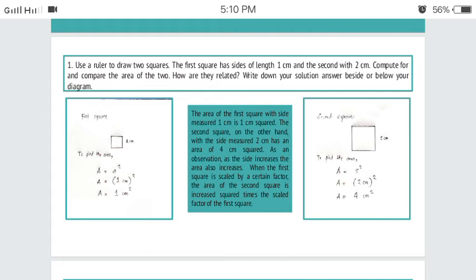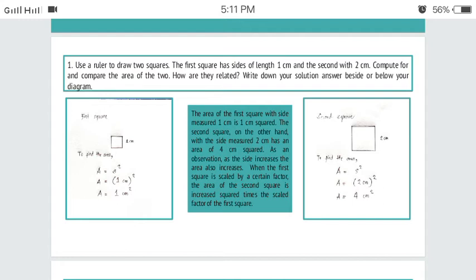So the first square has a side of 1 centimeter. To find the area, area is equal to s squared. That's the formula. So let's substitute the side. Area is equal to 1 centimeter squared. For the second square, which has a side of 2 centimeters, to find the area, area is equal to s squared. Area is equal to 2 centimeters squared. So the area of the second square is 4 centimeters squared.